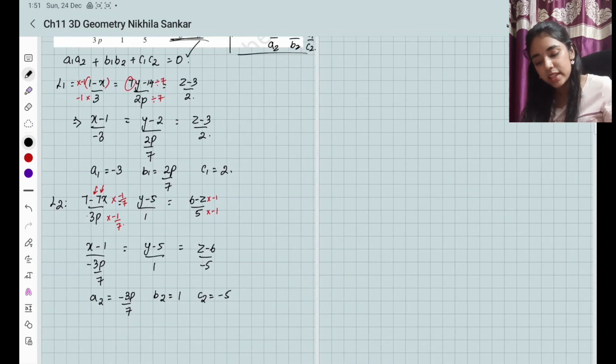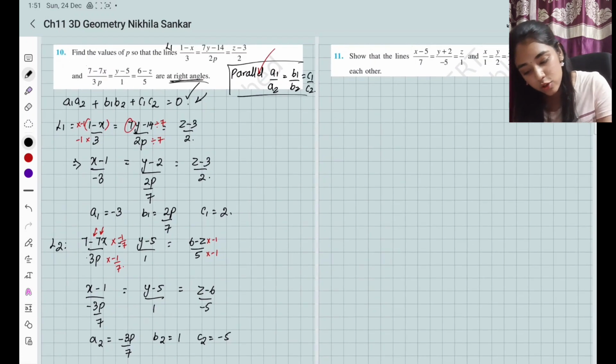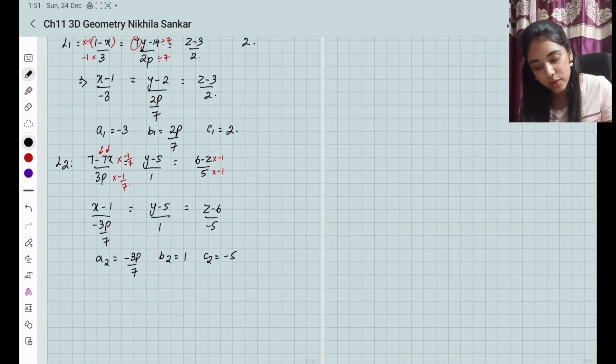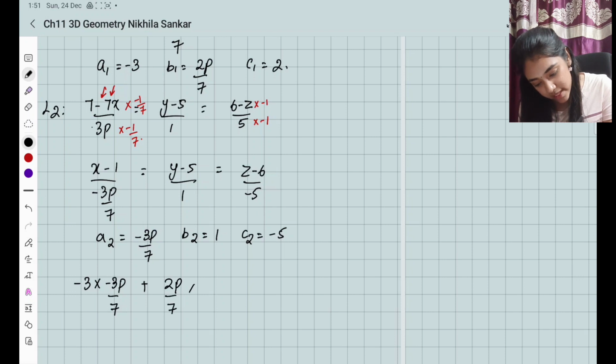இப்போ இந்த formula, இந்த proofல substitute பண்ணா you can find out what the value of p is. Already 0 ன்னு தெரியும் because theta equals pi divided by 2. 90 degree na right angle. So a1 a2 b1 b2 c1 c2. So I have a1 a2 which is minus 3 into minus 3p divided by 7 plus b1 b2. So 2p divided by 7 into 1 plus I have 2 into minus 5 equals 0.